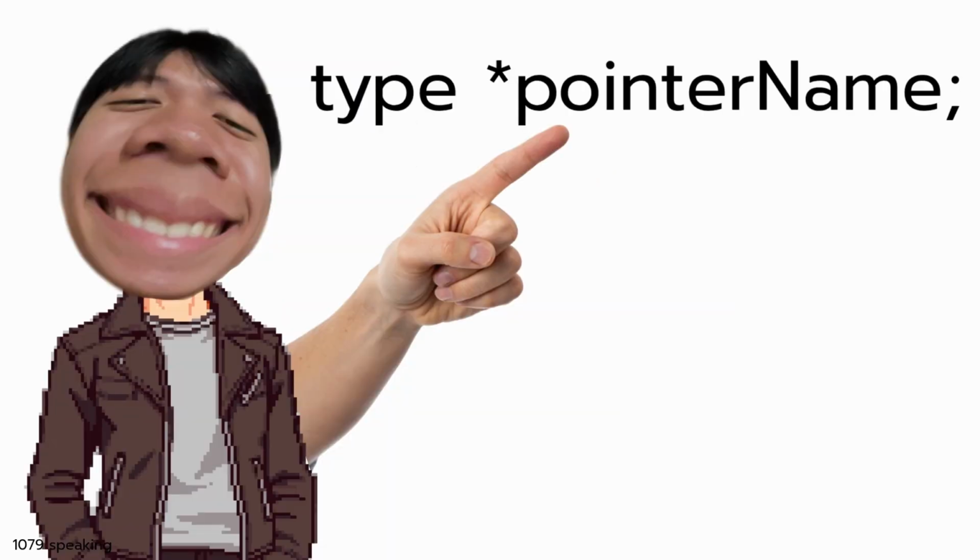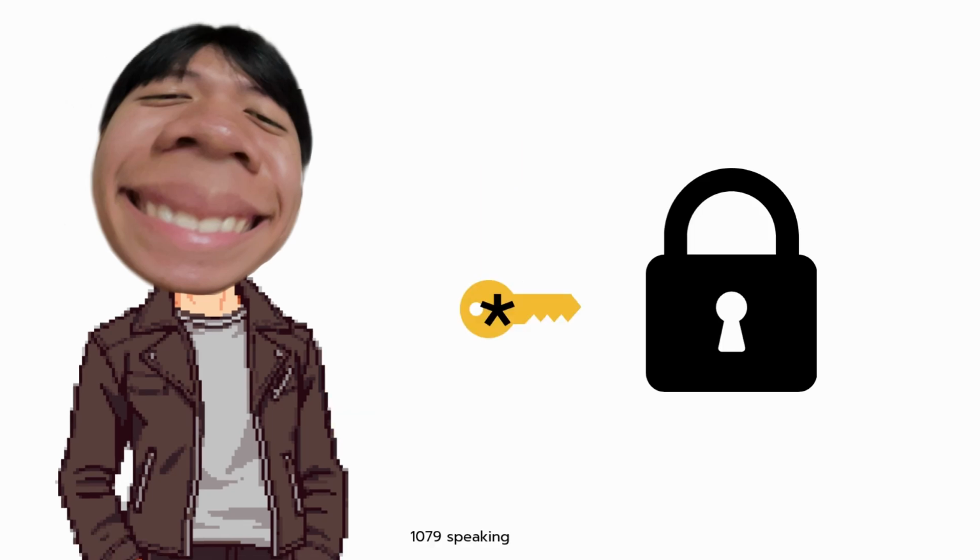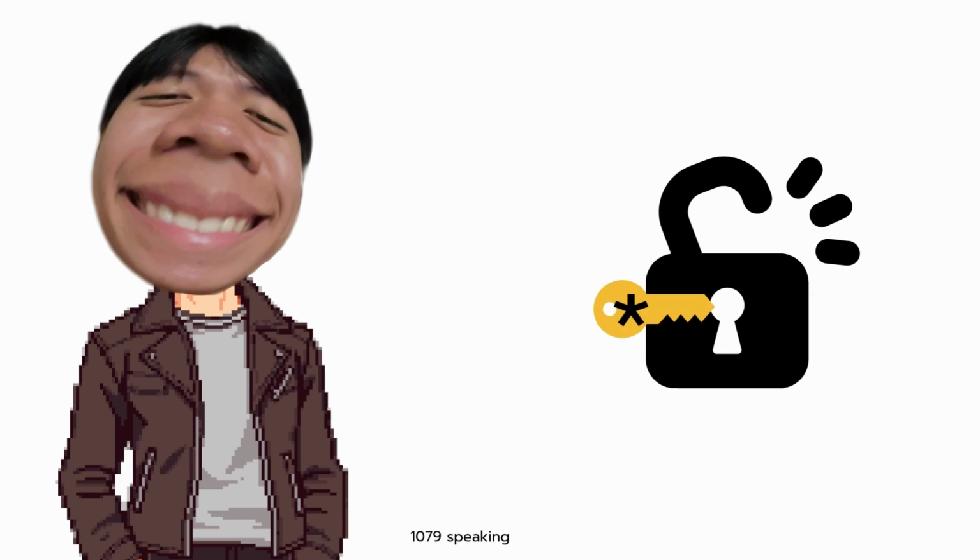In C programming, we use ampersand to retrieve a variable's address. That address can be stored inside a pointer variable, written as type, asterisk, pointer name. Then we use asterisk to access the value at the memory location.